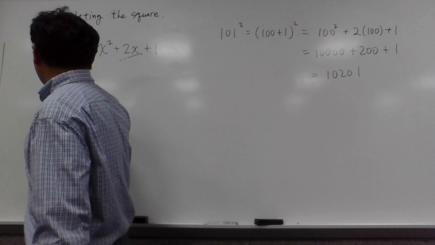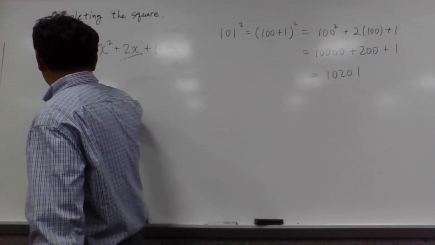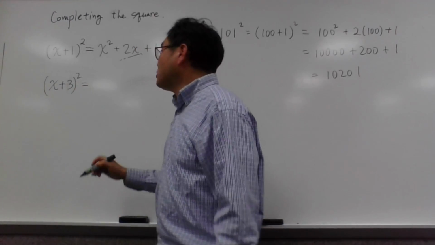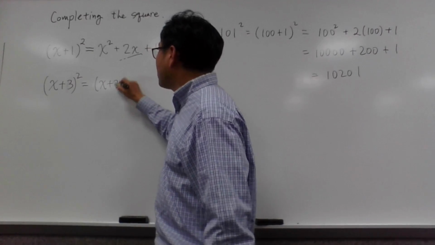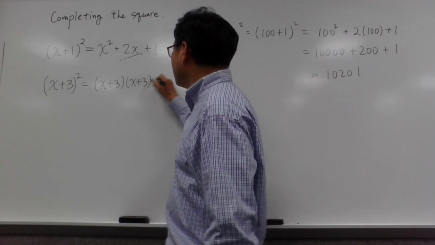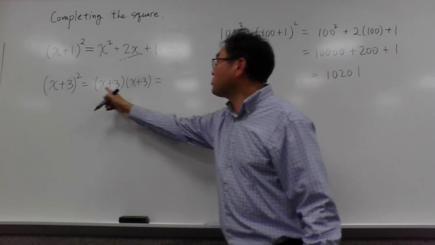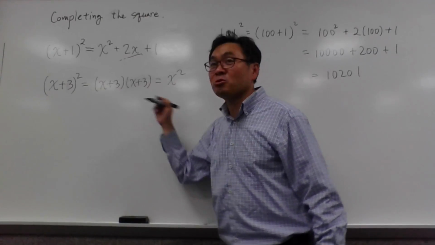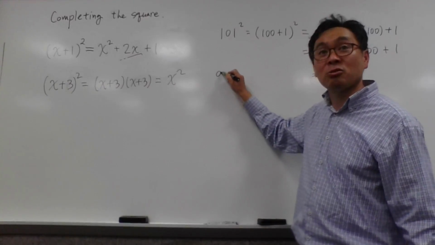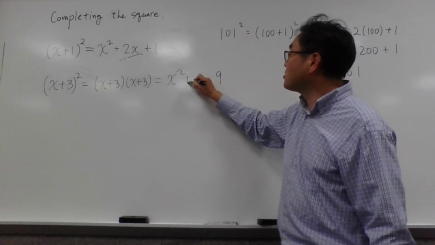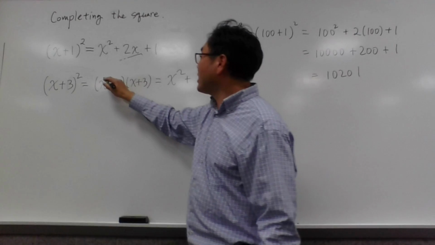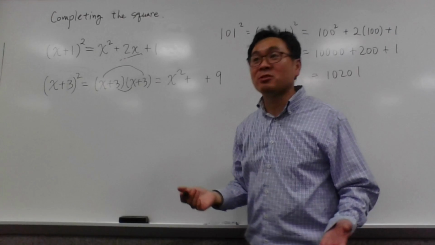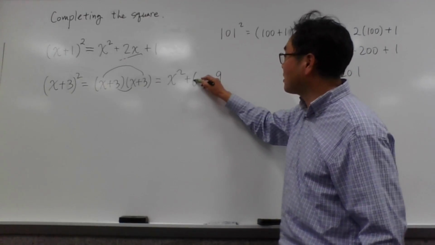Suppose you have x plus 3 squared. Let's try this one. Now x plus 3 squared means you have x plus 3 times x plus 3. If you expand this, what's going to happen? The first will create x squared. The two last is going to create 9. 3 times 3 is 9, right? But then there's something in between. What is that? You get outer, which is 3x. You get inner, which is 3x. If you add the 2, what do you get? 6x. So 6x will be here.